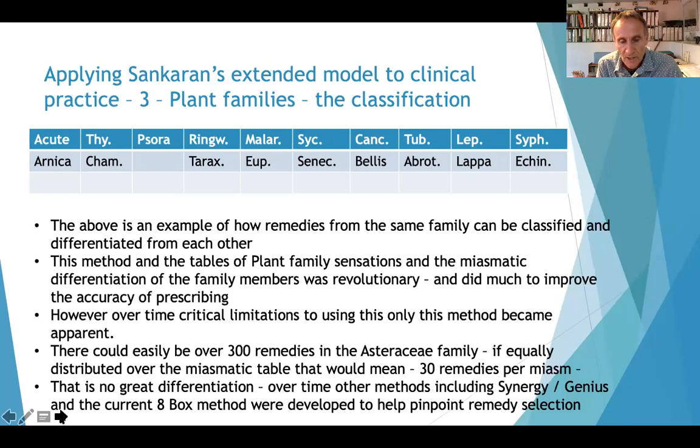We don't really know on that basis. So over time, Sankaran and others have developed other types of differentiation. The miasmatic helps. Okay, cancerinic gives us a point in a direction, but you need more than just this table to prescribe. And he developed something called a synergy or genius method, and later on something called the 8-box method. We will cover those later on in the year.